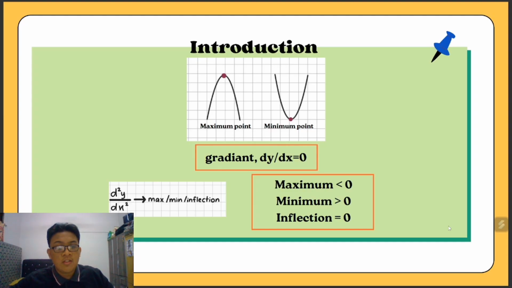First of all, a stationary point on a curve occurs when dy over dx equals 0. Once we have established where there is a stationary point, it is either a maximum, a minimum or a point of inflection. They can be determined by using the second derivative. If d square y over dx square is more than 0, which is positive, it is a minimum point. If d square y over dx square is less than 0, which is negative, it is a maximum point. Lastly, if d square y over dx square is equal to 0, it is a point of inflection.